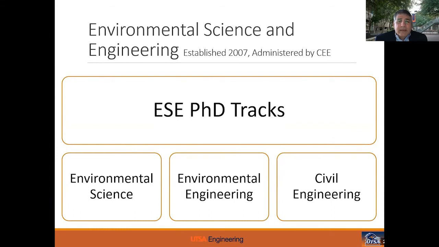For the environmental science and engineering PhD, historically, it was our first PhD program. It has 3 different tracks: one in environmental science, one in environmental engineering, and the other one in civil engineering. I think in the near future, we're probably going to do away with the civil engineering track because it's redundant with the civil engineering PhD. So there's no reason for it to exist anymore. Next slide.